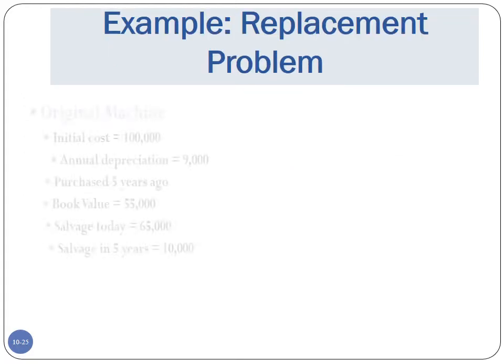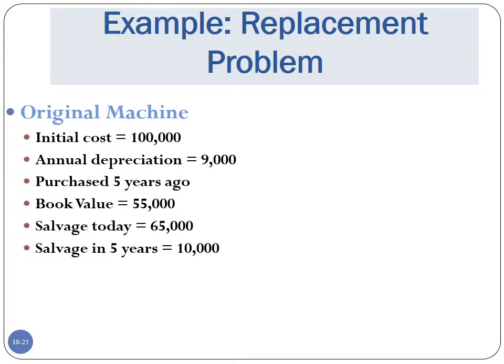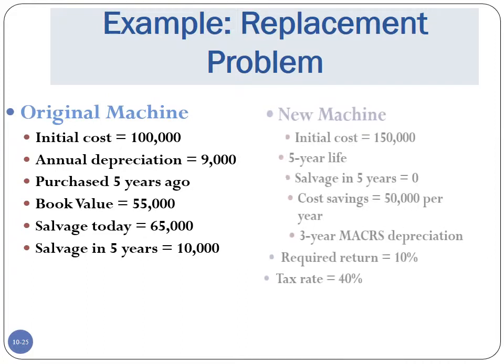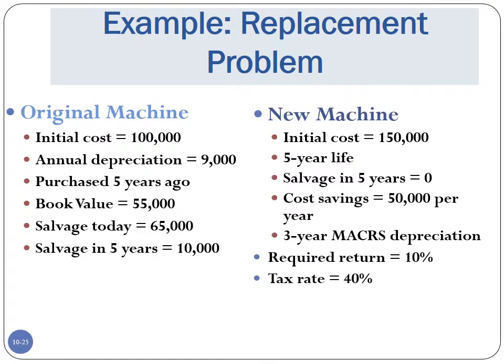So if we look at this problem, we have the original machine, initial cost of $100,000, annual depreciation of $9,000, 5 years ago. The book value is $55,000, salvage is $65,000, so the salvage in 5 years is $10,000. The new machine is $150,000, 5-year life, salvage in 5 years is zero. Cost savings $50,000 per year, 3 years MACRS depreciation, required return 10%, tax rate 40%. Should we replace the machine?